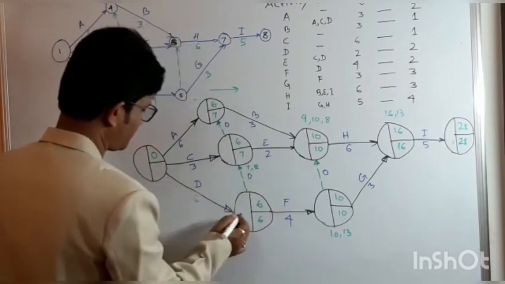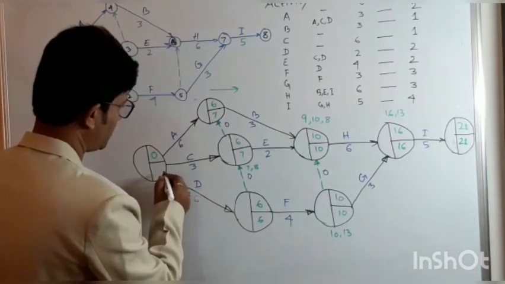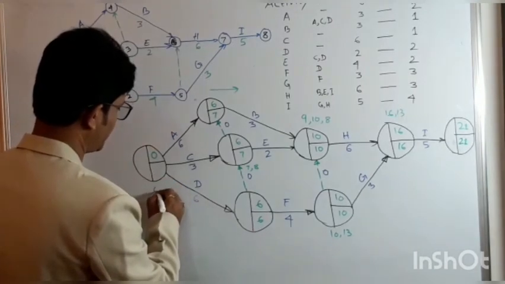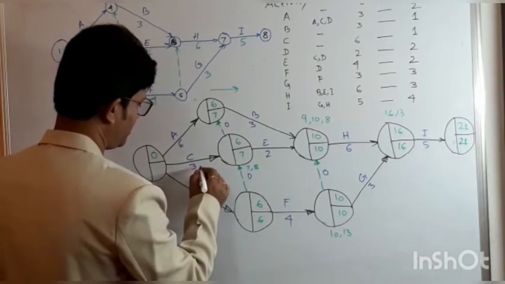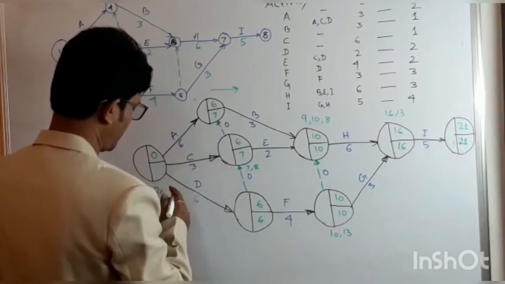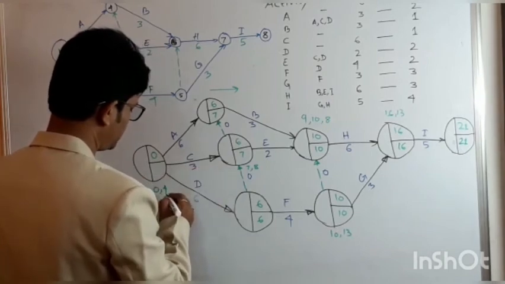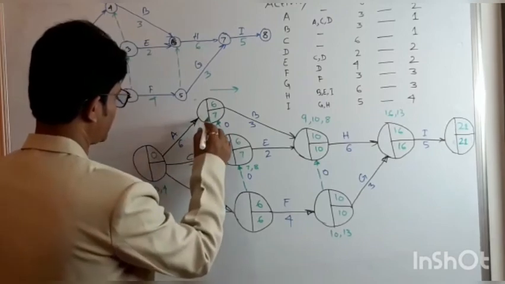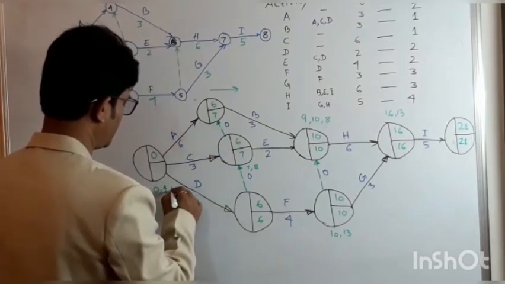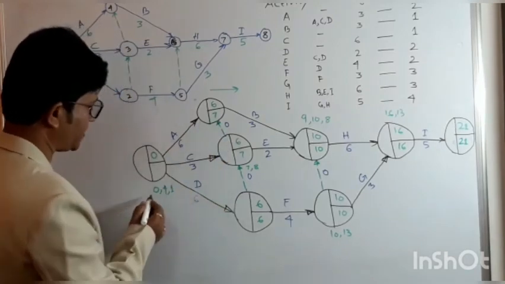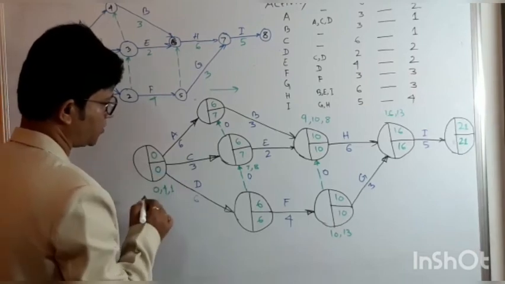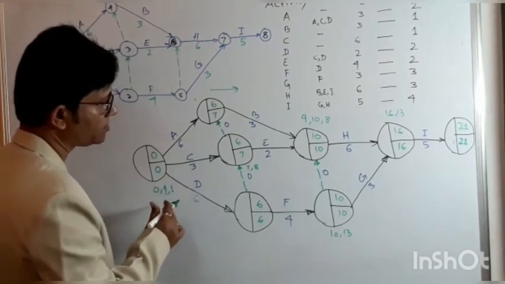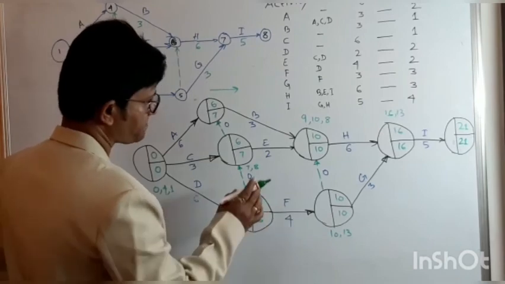And here is 6 minus 6, this will be 0, and 7 minus 3, this will be 4, and here is 7 minus 6, this will be 1. So we will have to take the minimum, so this is 0. So this is the backward pass.